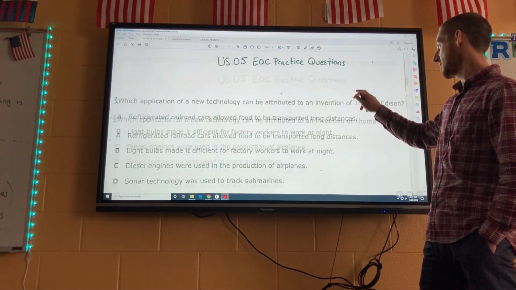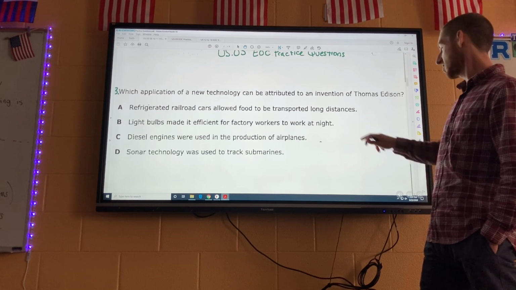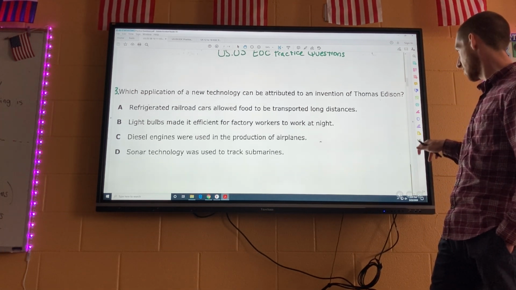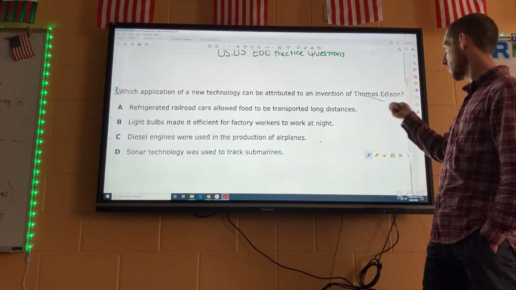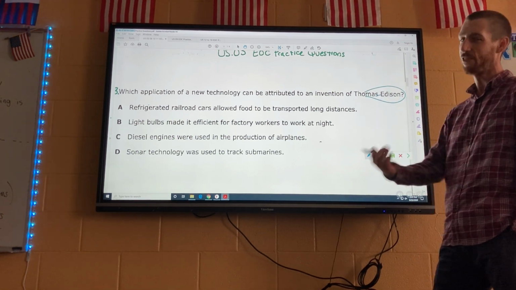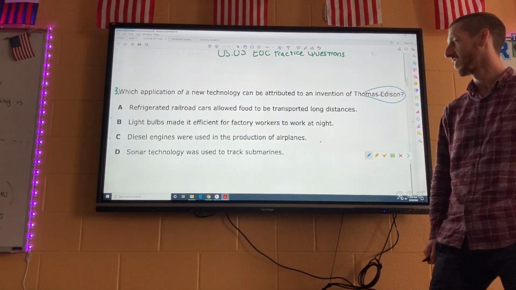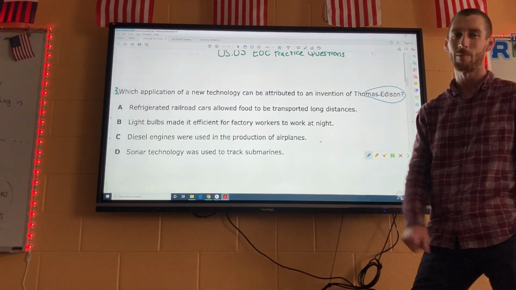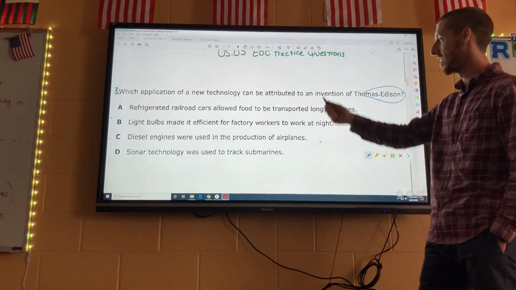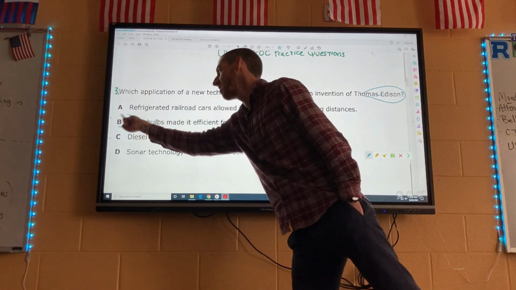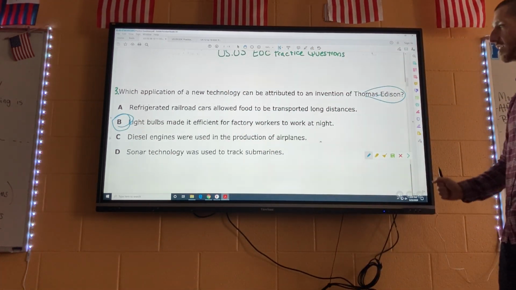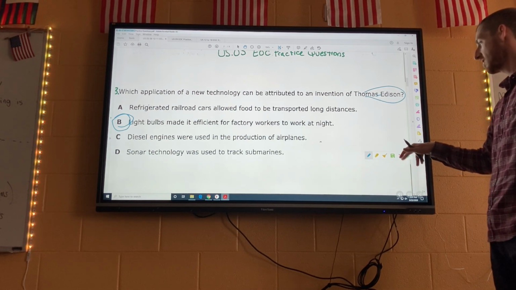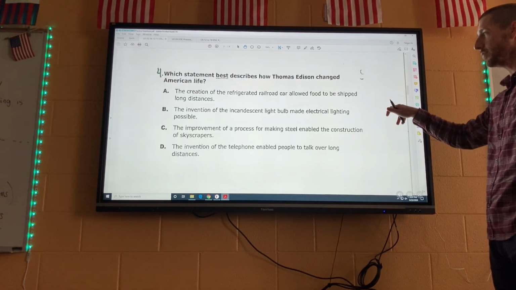Number 3, which application of a new technology can be attributed to Thomas Edison? Now, if you just looked up at the one above that, we know Edison invented the light bulb, and hopefully you know that anyway, because it's a little bit of common sense in America. So Edison, light bulb, so B. Kind of the same answer on that one. Light bulbs made it efficient for factory workers to work at night. Okay? Edison, light bulb. Sweet.